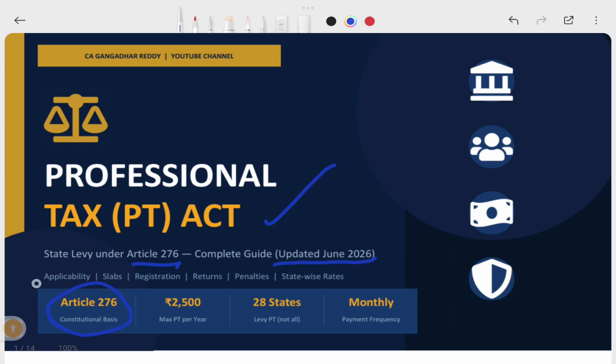In this video, we will cover the applicability of this act and what the slab rates are. The maximum per year is 2,500. We will also cover who has to take the registration, what the frequency of the returns is, monthly or annually, and what the penalties are if you default. For each state there are different rates, so we can check which states are applicable and which are not, who will file the returns, and what the slab rates are for each state.